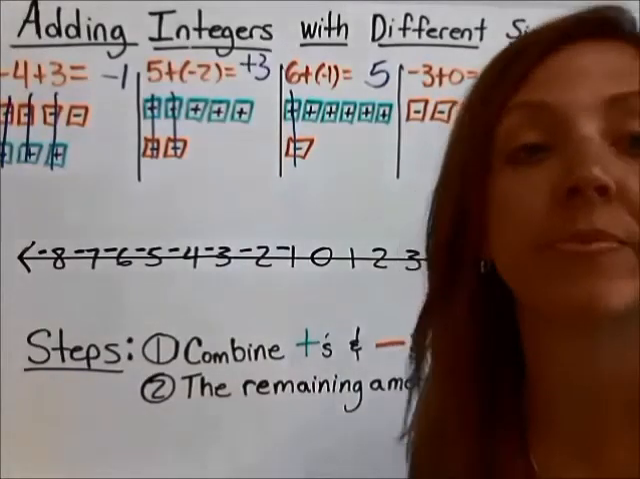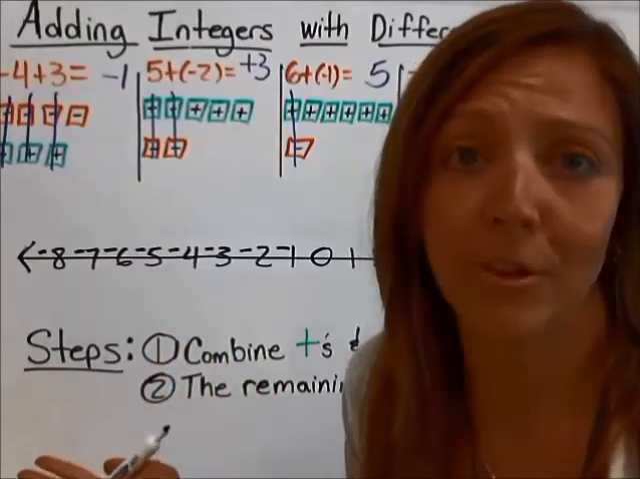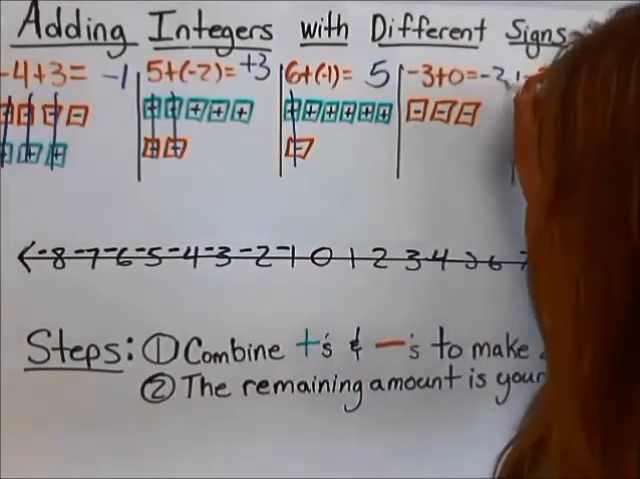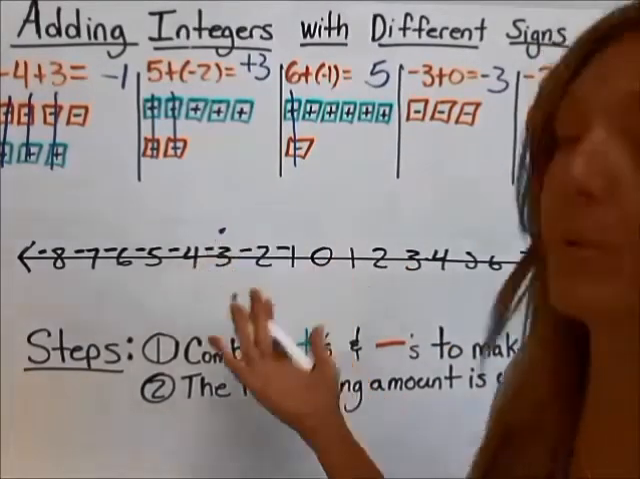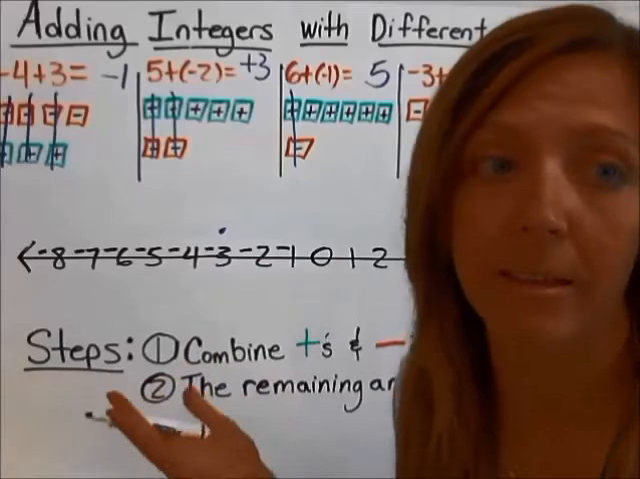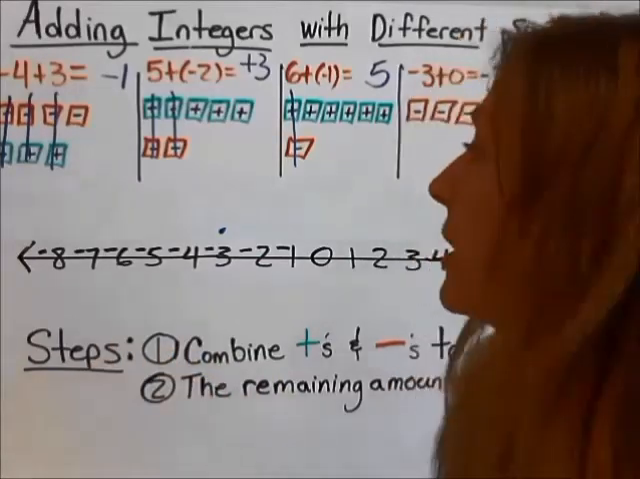-3 plus 0. I put the 2 together, I end up with -3. Graph that on the number line, I would graph -3, I would move 0 places in neither direction, so I still have -3.